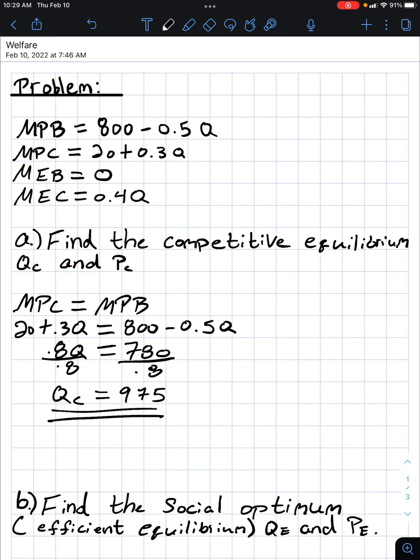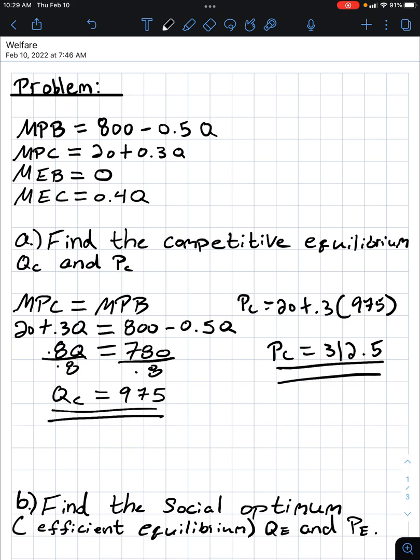And to find the price, we can plug it into either our MPC or our MPB. Let's just plug it into our MPC. So we get 20 plus 0.3 times 975. This is going to be equal to our PC, which will be equal to 312.5. So these are the equilibrium points in a competitive situation. QC is equal to 975, PC is equal to 312.5.